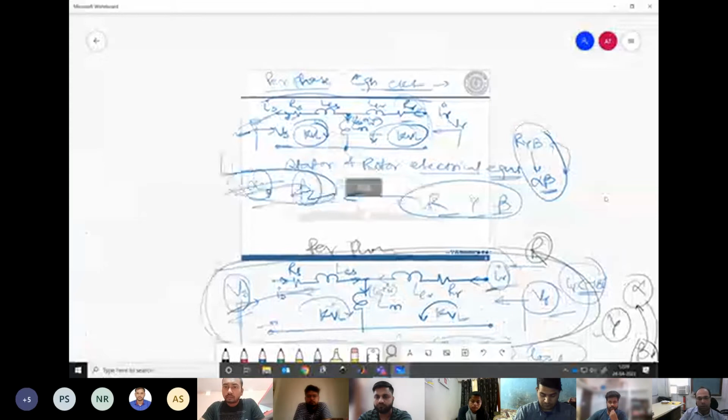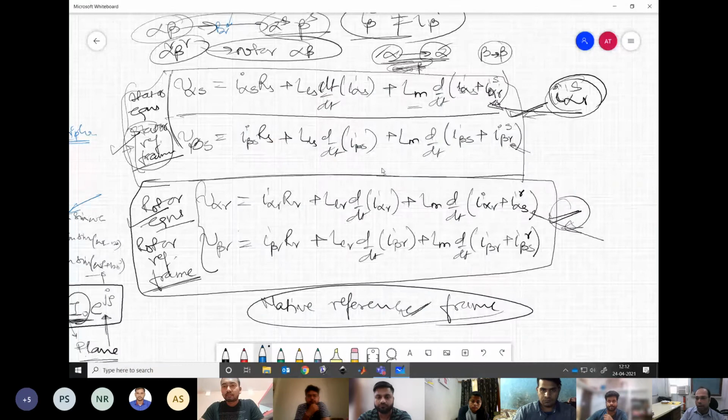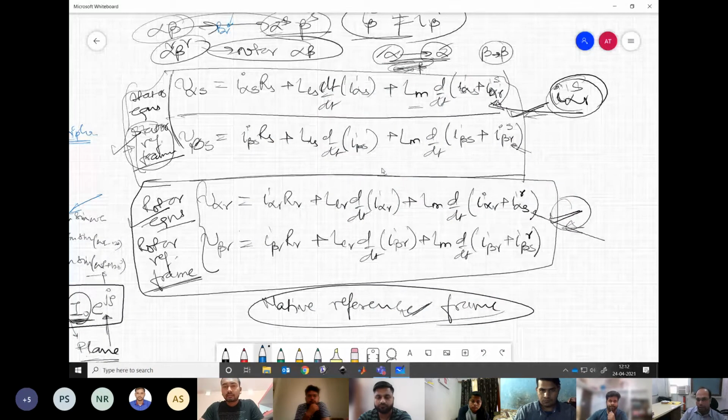So what we have tried to do is write the equations of the stator and rotor side in their native reference frame. Of course, when there is magnetizing current coming in, we have the rotor current coming into the stator equation and the stator current coming into the rotor equation. So there is some kind of mutual component coming in, and that is what LM stands for. It is the mutual effect. That is what we are dealing with.